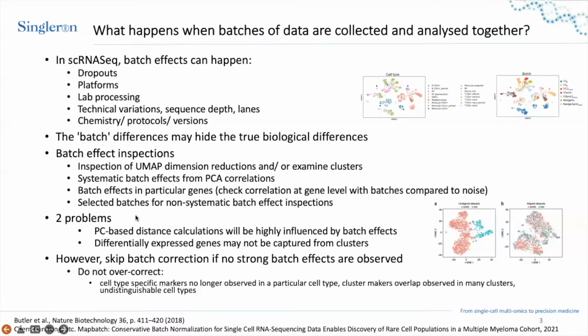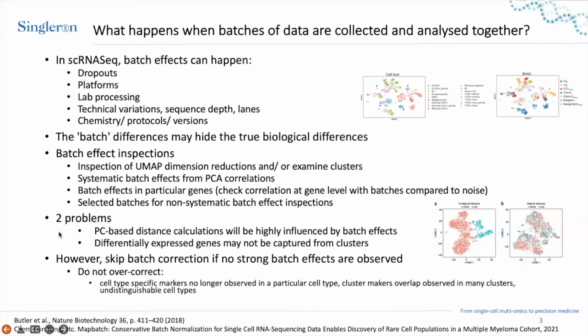And sometimes the batch effect may happen only in selected batches. So the batch effect does not systematically appear in all of the batches in the experiment. All of these can be inspected, and then the batch effect tools may take care of them when conducting the integration of the data.